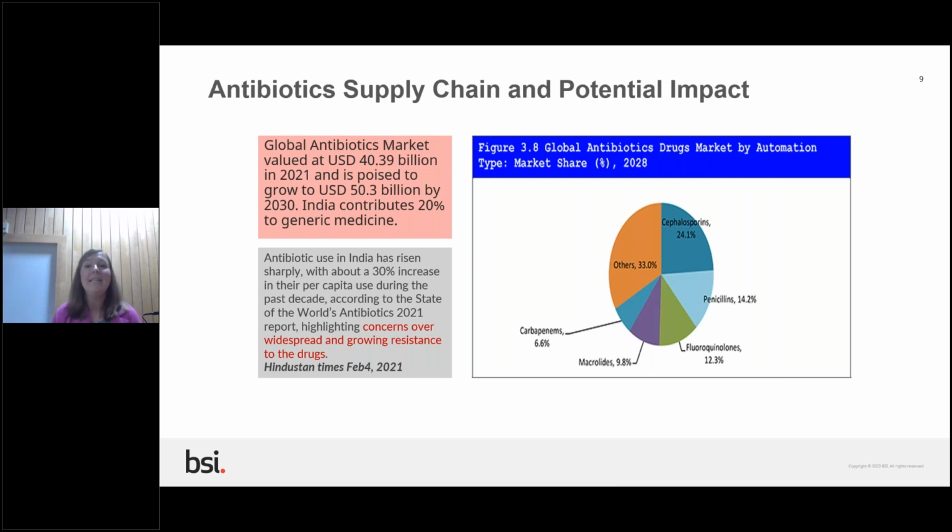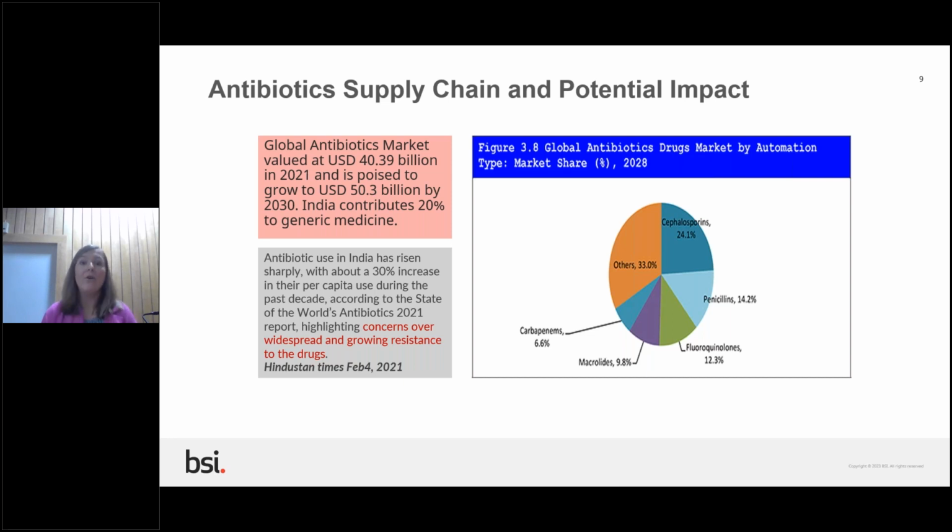In relation to the Indian context and antibiotic supply chain and some of the potential impacts, you can see here some of the actual antibiotic drugs out on the marketplace and the percentage of antibiotics that are used in the market. So you can see penicillin, for example. I'm sure you've had penicillin as a patient to treat infections. It's a common generic antibiotic out on the marketplace now.